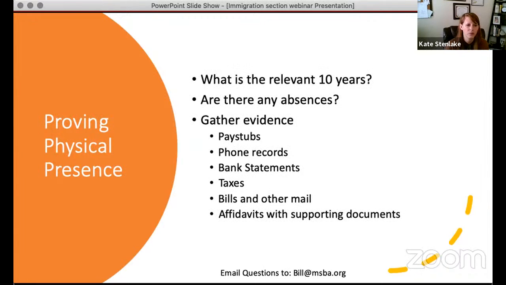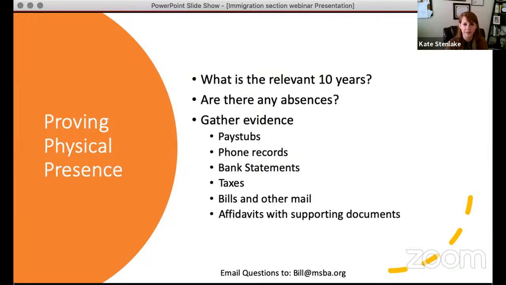So in order to prove the physical presence, as I already touched on, first you have to figure out what the relevant 10 years is. The client was served with a notice to appear and the notice of hearing in 2014. You'd be proving the client was present from 2004 until 2014. And depending on the circumstances, you really have to get down and dirty with the dates. If they were served with the notice of hearing on March 10th, you have to prove that they entered before March 10th, 2004.